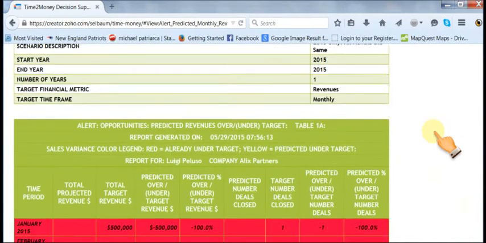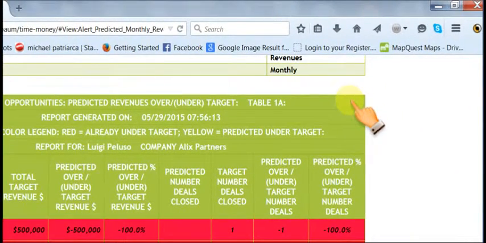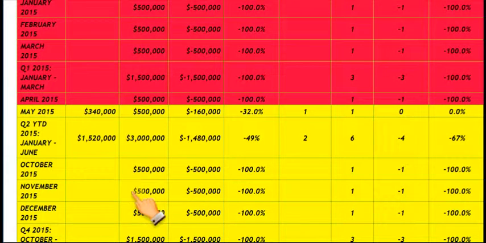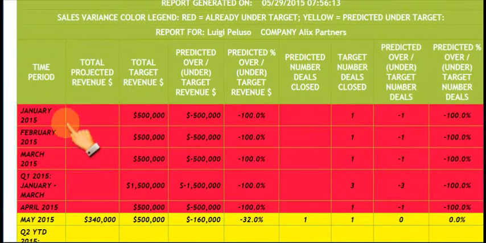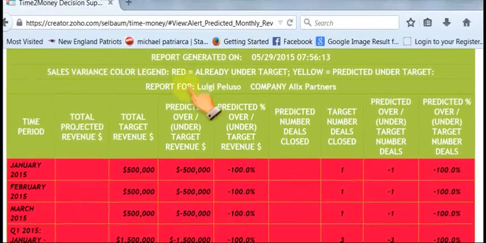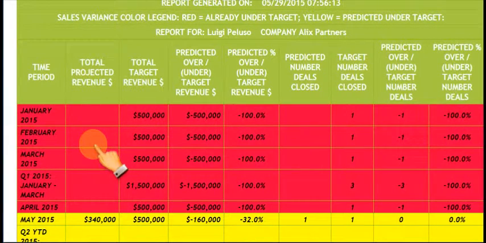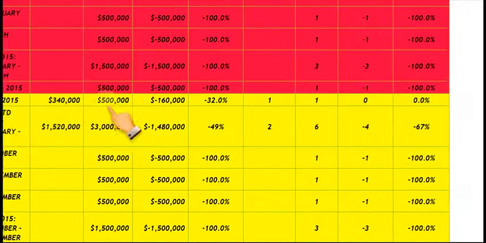And let's scroll down here to the second of the reports. And the objective of this table is to display on a periodic basis the difference between the predicted and the target sales and number of opportunities. You'll notice, as we look here, that it only displays those time periods when predicted sales are less than target sales revenues. And we'll notice the color code. We see red means that they're already under target, and these dates are in the past relative to the report date, and yellow when they are predicted to be under target.